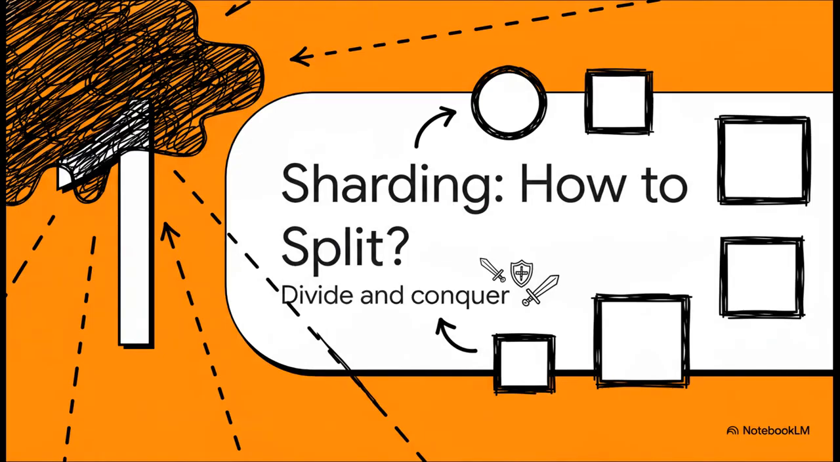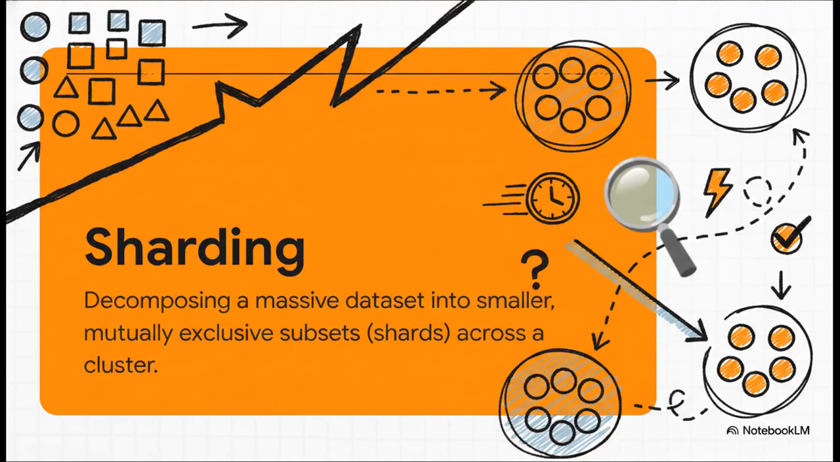All right, first up is the foundational pillar of scale, sharding. At its heart, it's a simple idea. It's the classic divide and conquer strategy, but for a mountain of data. You just break one giant, impossible data set into smaller, manageable chunks. But here's where it gets interesting.